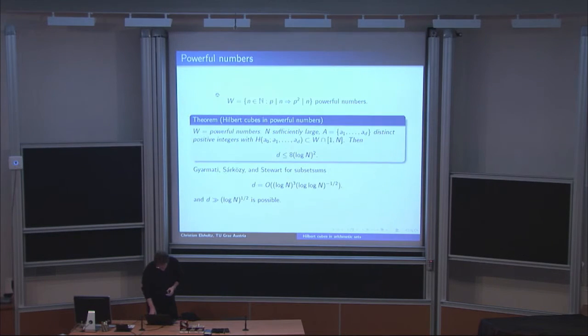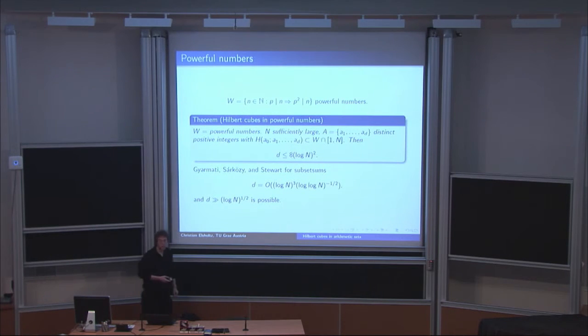So now let's make a few further comments. We studied the set of squares, but there are related sets. So let's study the so-called powerful numbers. A number is powerful if for any prime p dividing n, also p squared divides n. In this situation, we can prove a logarithmic bound: d is less than log n squared.